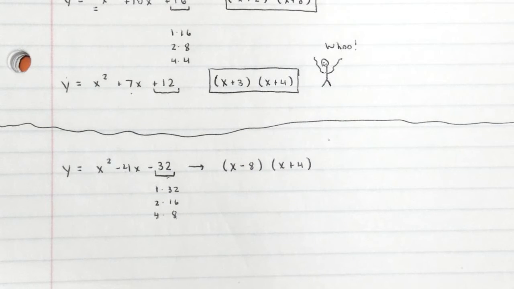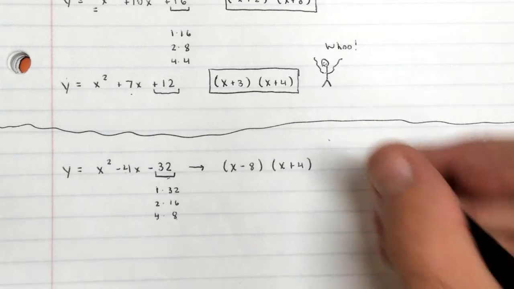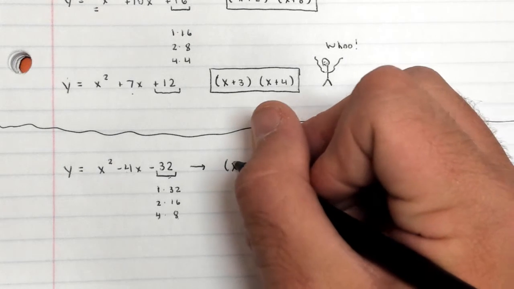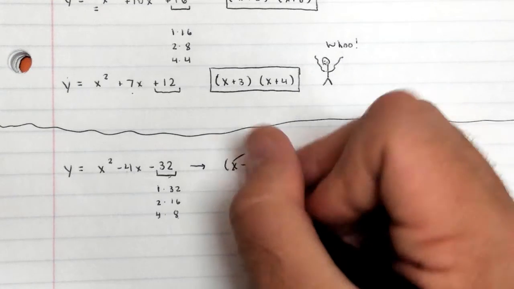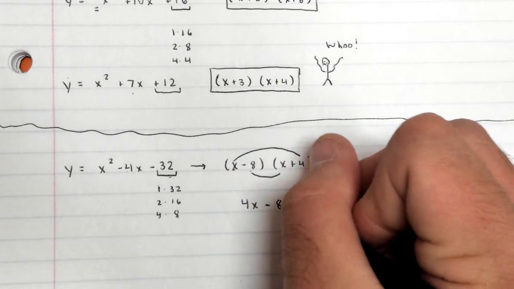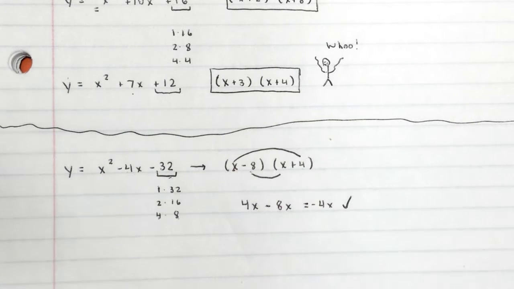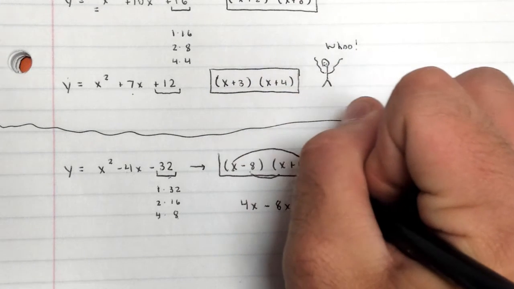Now, if you're curious on how I'm able to do these so quickly in my head, it is this process, but this process relates back to FOIL. If I take FOIL and I do the outside and the inside, x times 4 is 4x, negative 8 times x is negative 8x. If I combine these, I get negative 4x, and that's what I had in the middle. I'm just doing the outside and the inside of FOIL in my head and going really quickly while doing it, which allows me to factor very quickly.